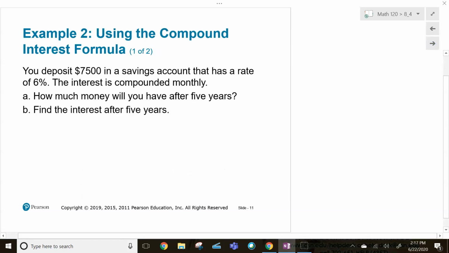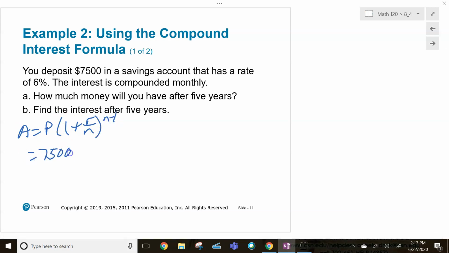All right, how about this one? Deposit $7,500 in a savings account that has a rate of 6%. The interest is compounded monthly. So we're putting 7,500 in. The interest rate's 6%, so 0.06, but this is compounded monthly, so 12 times a year, so 12 for your N, and we're doing this for 5 years.